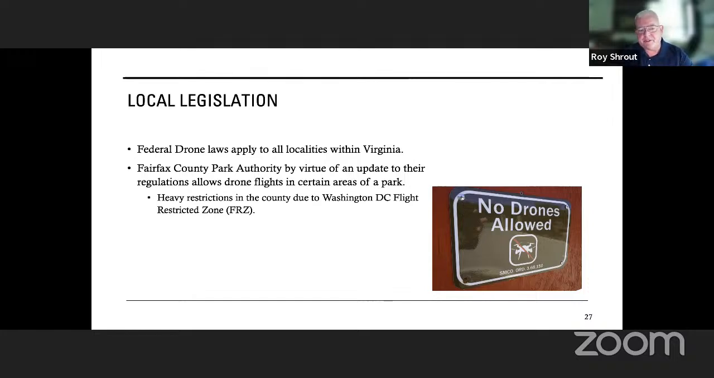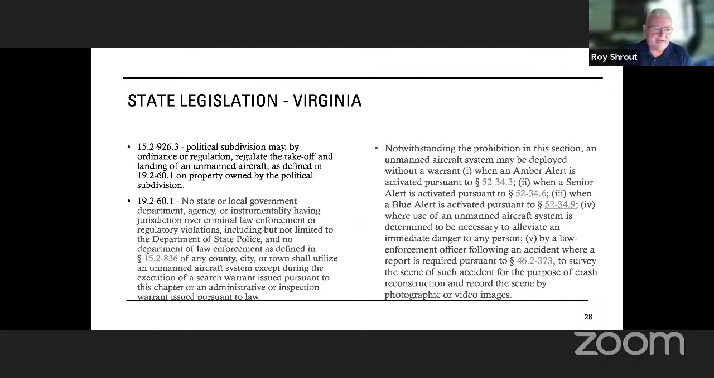There are heavy restrictions in Fairfax County due to the Washington, D.C. flight restricted zone. I talked about that earlier. It was very difficult getting that program up and running and approved because, again, part of Fairfax County was within that. In fact, 55% of it was in that 15-mile window with National Airport. I'm not going to read any of this stuff.